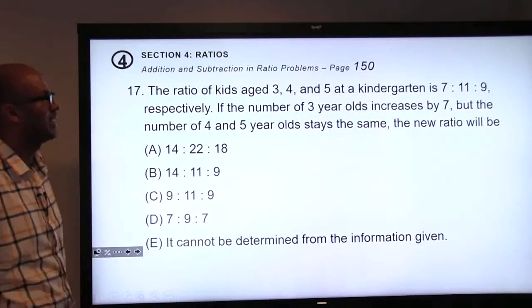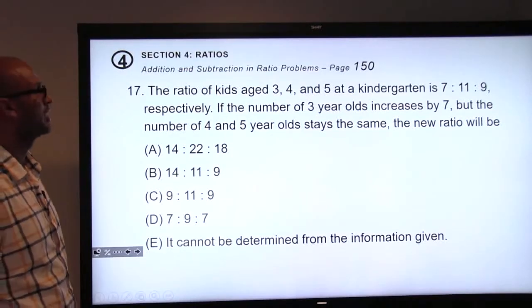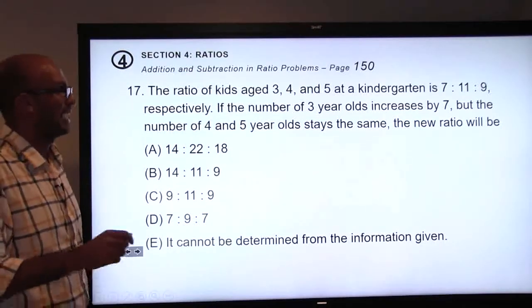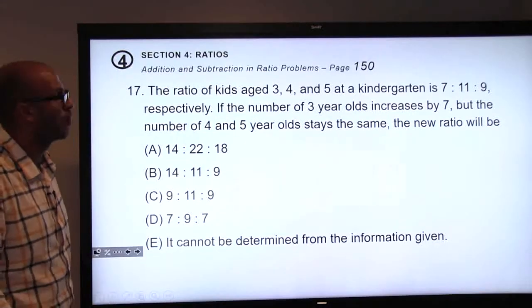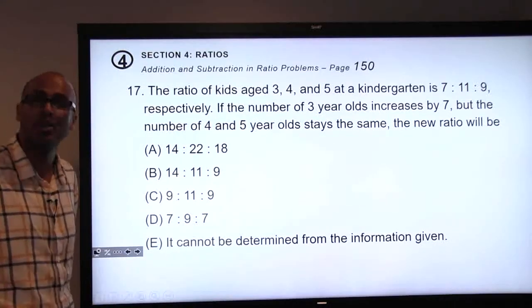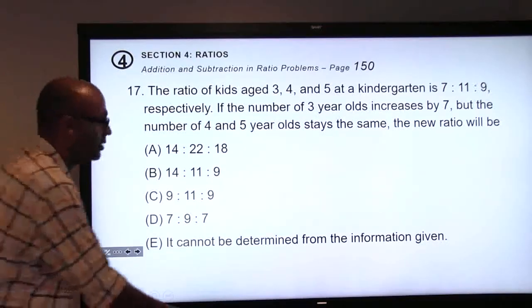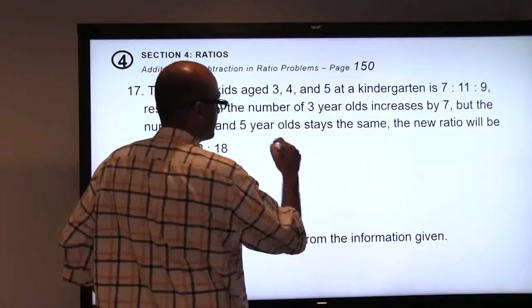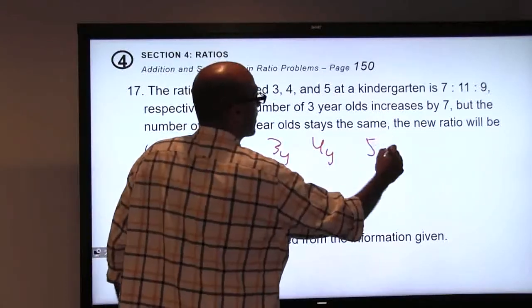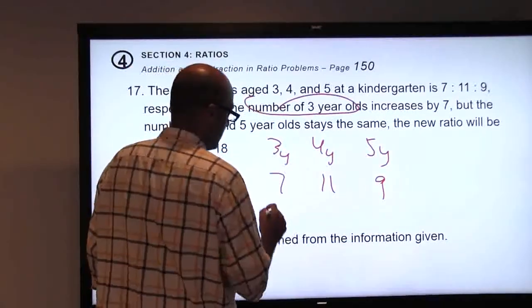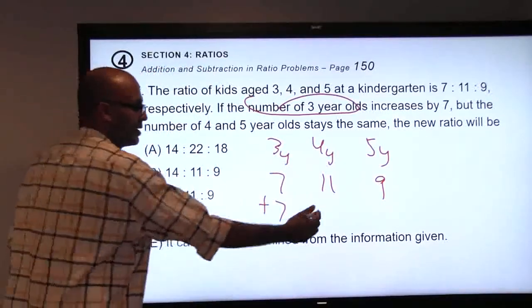It says the ratio of kids aged 3, 4, and 5 at a kindergarten is 7, 11, 9 respectively. If the number of 3-year-olds increases by 7, but the number of 4 and 5-year-olds stays the same, the new ratio will be blah, blah, blah. So in this case, I got my 3-year-olds, I got my 4-year-olds, I got my 5-year-olds, 7, 11, 9. I'm increasing the number of 3 by 7. These don't change.